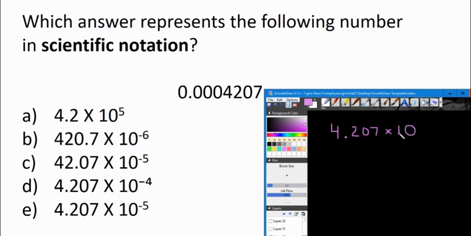And now we just have to figure out our exponent. How many places did we move the decimal? We started here. We moved it 1, 2, 3, 4. So we moved it 4 spaces. And without even looking at the possible answers here, I know that this should be a negative exponent because this number is less than 1. And so when I look at here, there it is, boom, D.